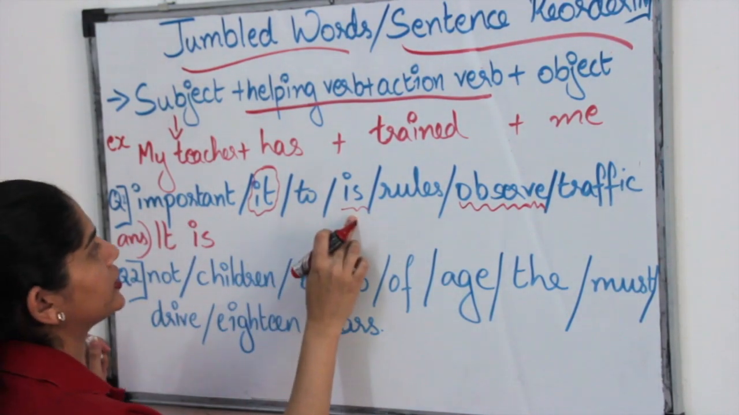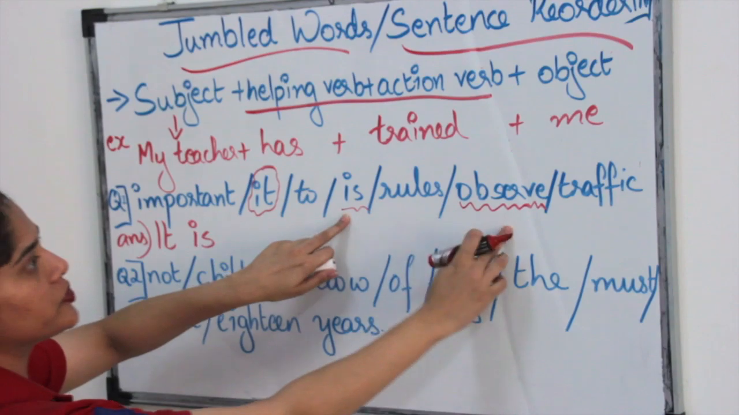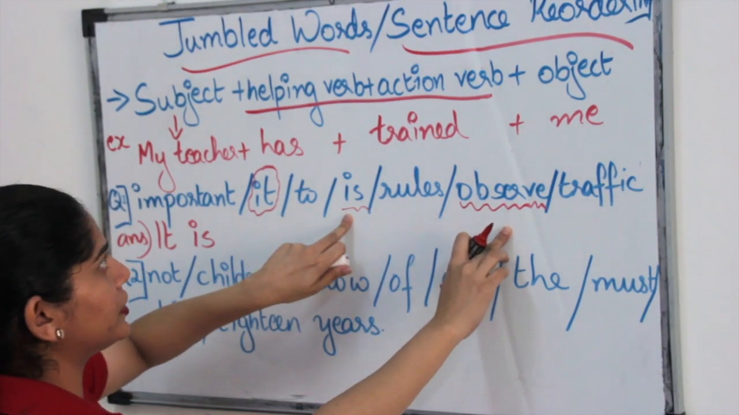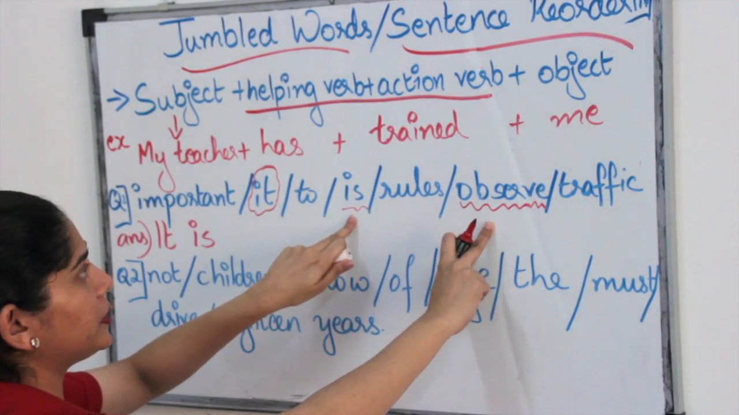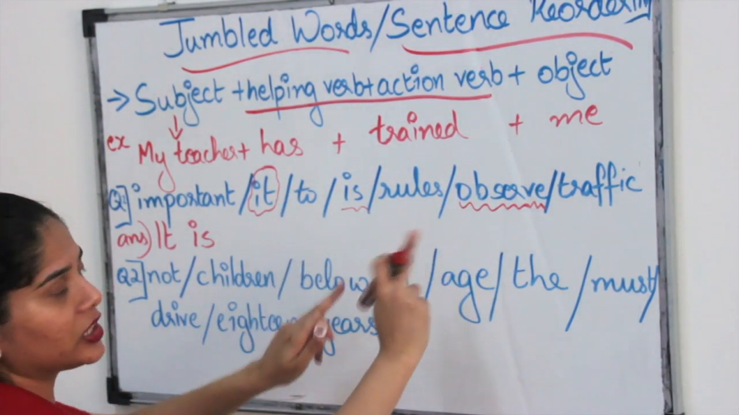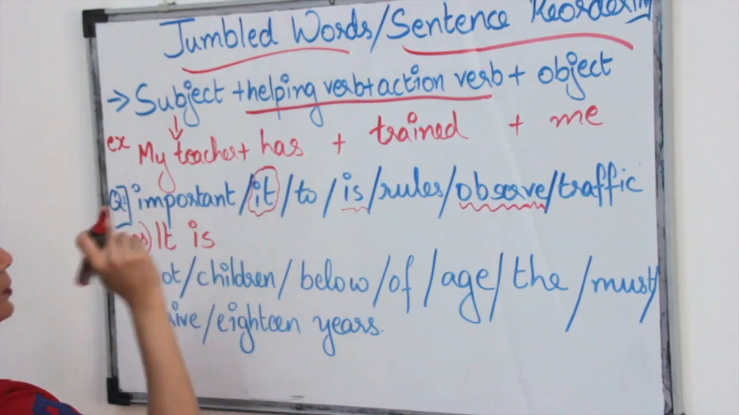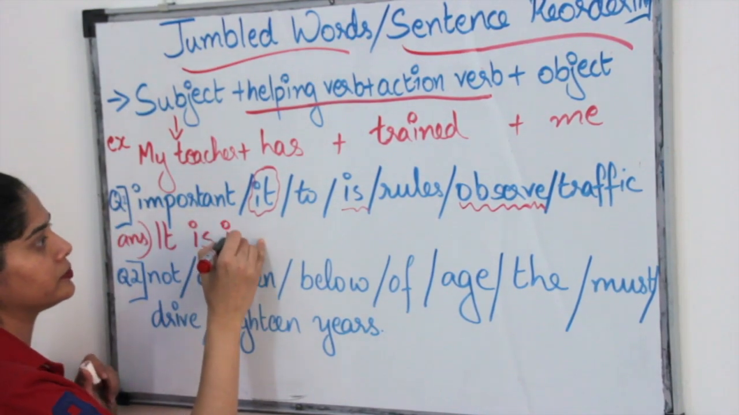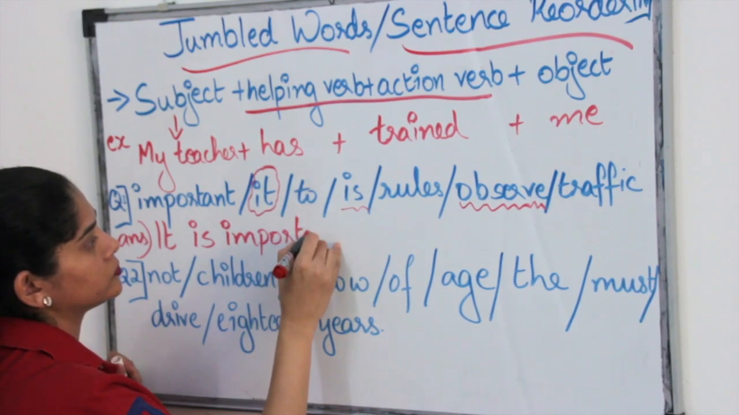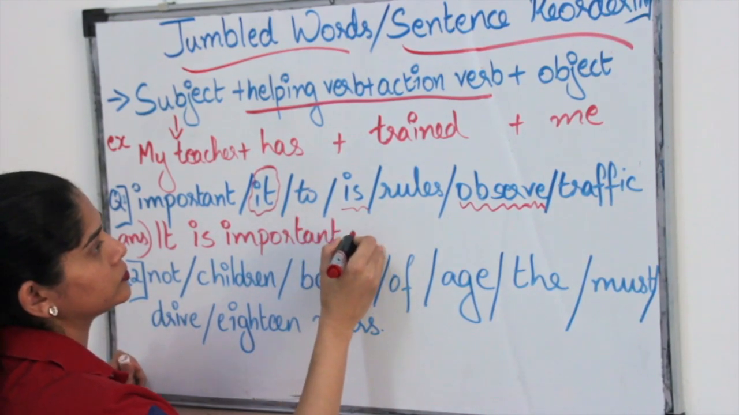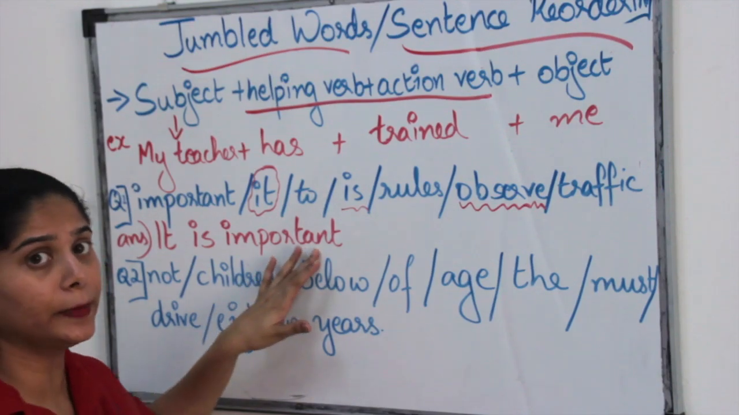It is. It is observed, that's wrong. We know that's a helping verb, but it is observed is wrong. So between the helping verb and the main verb, there is something in between. So it is important. So now we got the word important.